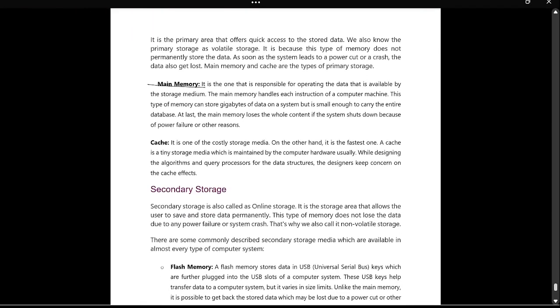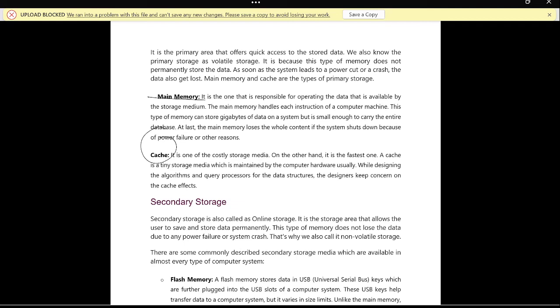The second storage we have is cache. Compared with main memory, cache is the costliest memory because it gives the highest speed. Cache is optional for you, and it gives you the fastest access. Cache memory is a tiny storage medium maintained by the computer hardware. While designing algorithms and query processors for the data structure, the designer keeps the cache effects in concern. If you want to increase the speed of your transactions and speed up the access of your data, we make use of cache in your systems.